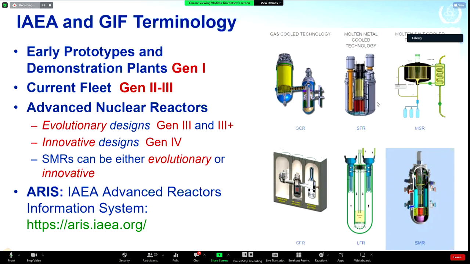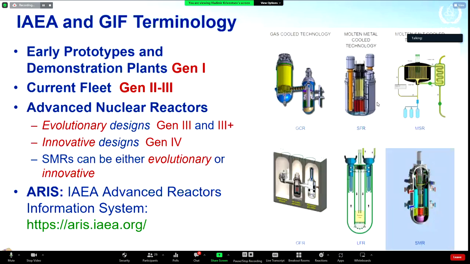In this case, SMRs, small and medium-sized or modular reactors, can be either evolutionary or innovative. Evolutionary ones are those where prototypes were already built, for transportable units or icebreakers in Russia and elsewhere. And there are several innovative designs which use different coolants and different technologies. The details you can check in the IAEA Advanced Reactor Information System, ARIS, which is the link here, or you can simply search and see all these advanced reactors, both innovative and evolutionary.